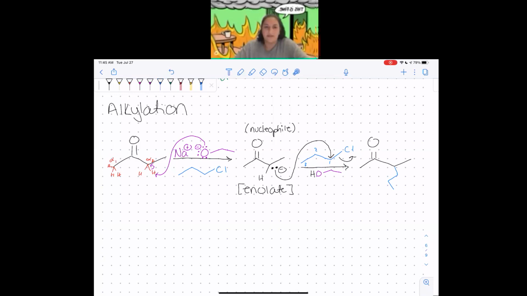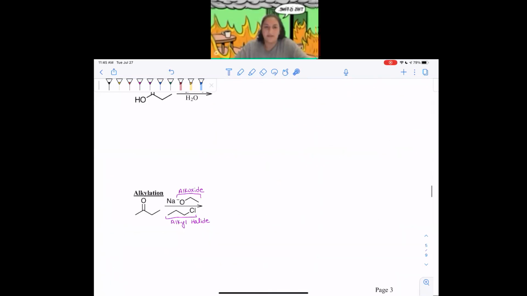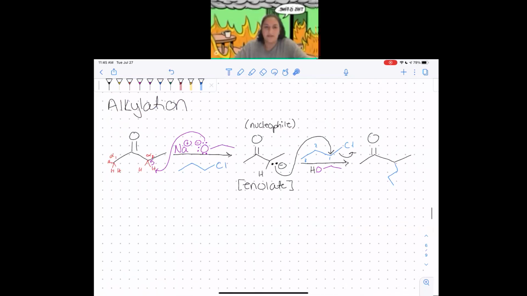So all we're going to do is add one carbon chain onto the alkyl position. So how come, I don't have it drawn, of course I don't, but how come when we have this same exact molecule reacting with Br2 and base, we get multiple bromines added? Versus the alkylation, we only get one carbon chain added. Does anyone have any ideas?